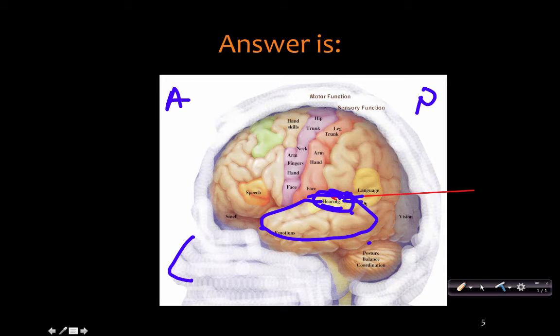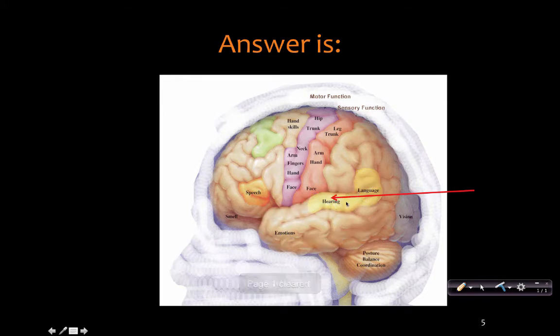Not coincidentally, right next door to the auditory cortex, in fact, is the area called Wernicke's area. I'm just going to abbreviate that WA, which is the area of the brain that's primarily responsible for comprehension of auditory language. So it's no surprise that the primary auditory receptive area in the brain is basically the next door neighbor of the part of the brain that allows us to comprehend oral language.